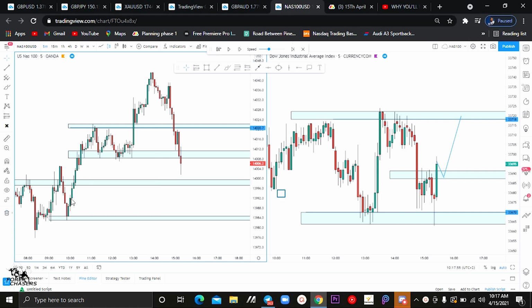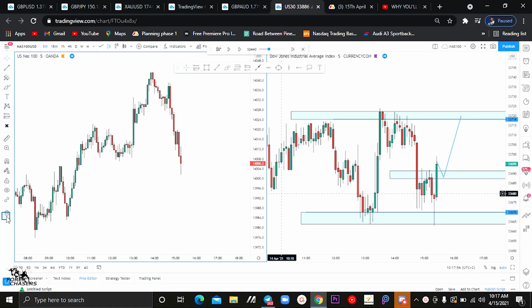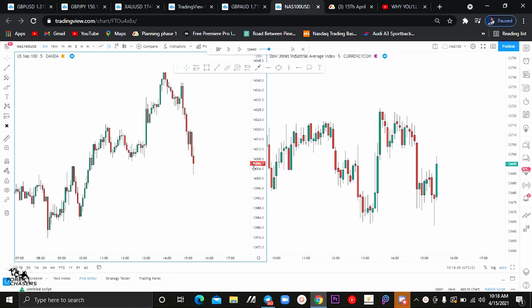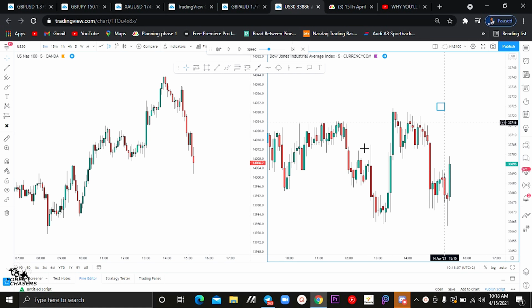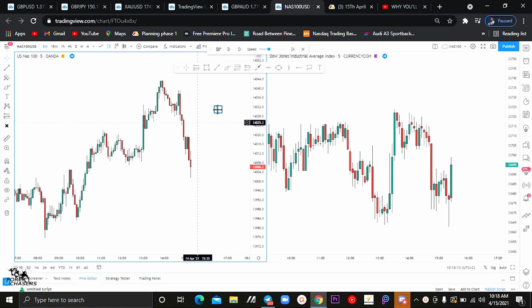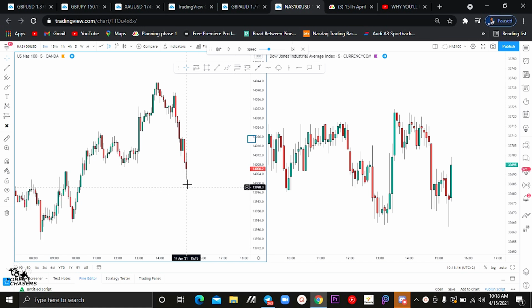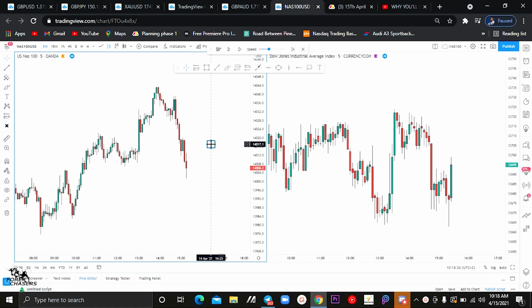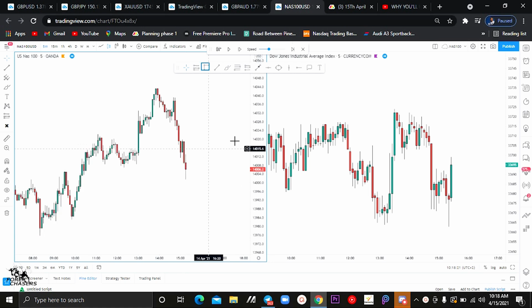So what I'm going to do, guys, is remove everything on my chart, and then I'm going to show you the overall breakdown of how I do it when I do it. So guys, you can see yesterday it was almost quarter past 3. So I did my analysis.